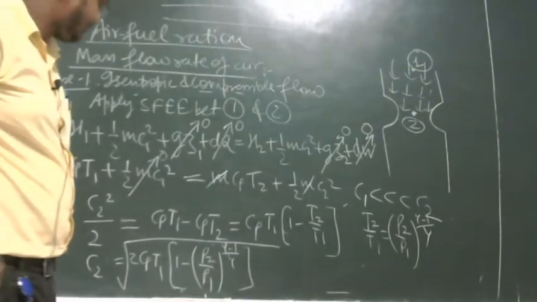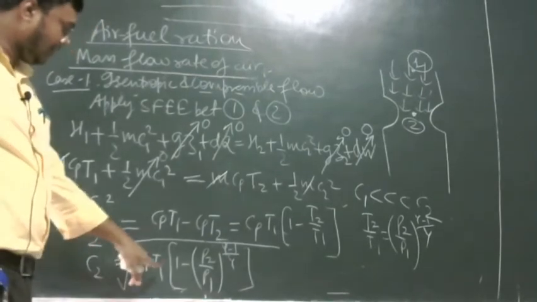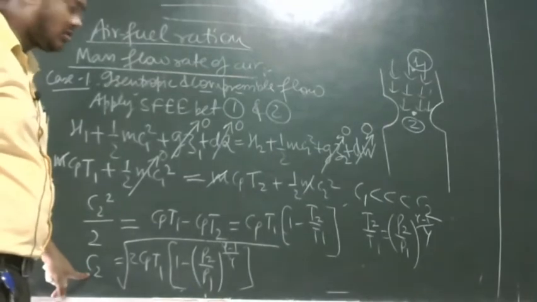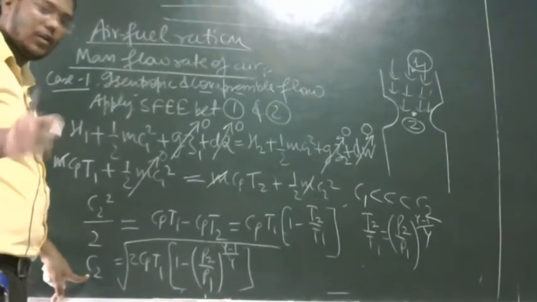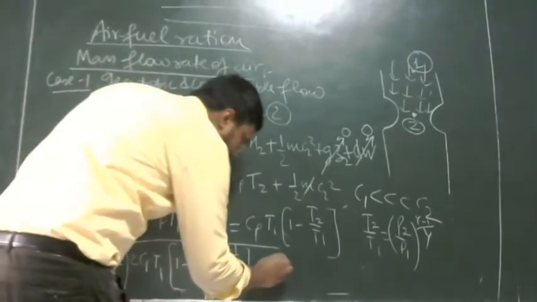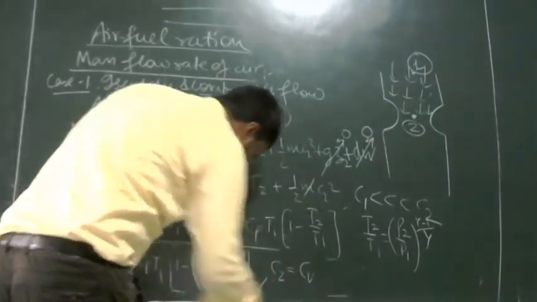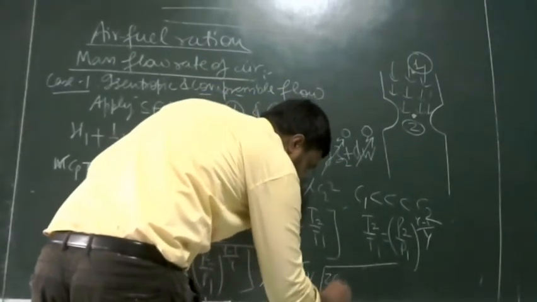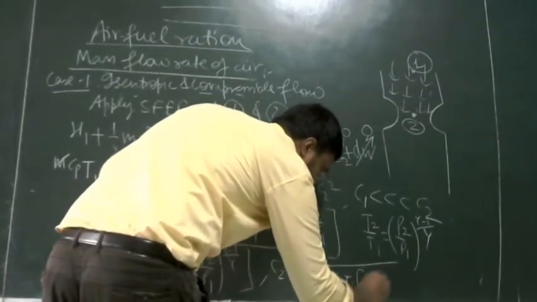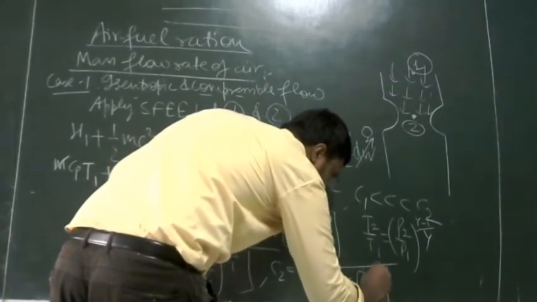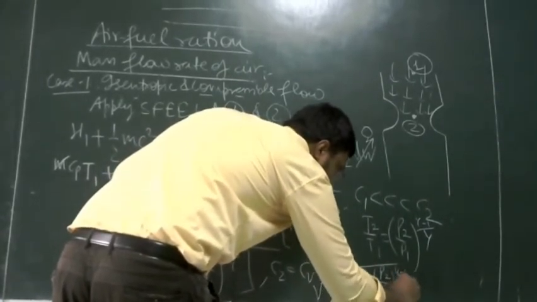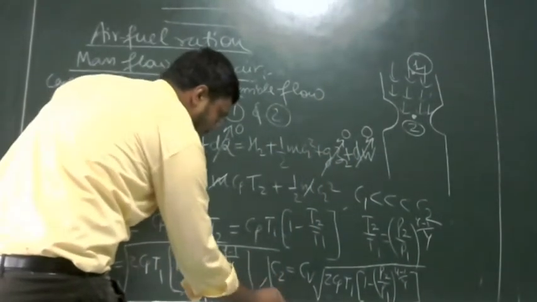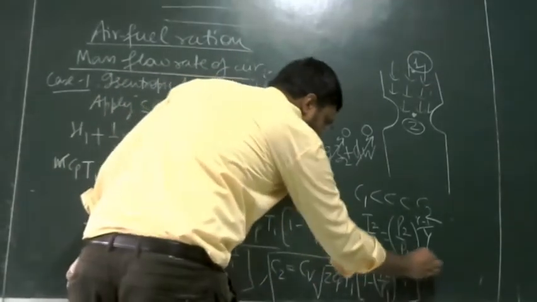Now, so we get the value of C2 here, 2 CpT1 times 1 minus P2 by P1 to the power gamma minus 1 by gamma. Again, we can find the actual velocity also by multiplying by the velocity coefficient, that is Cv. Okay, so we can get here C2 is equal to Cv under root 2 CpT1 within bracket 1 minus P2 by P1 to the power gamma minus 1 by gamma. Okay, so this will be the value of C2.